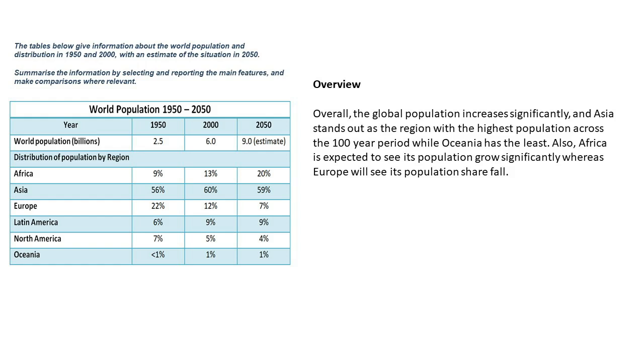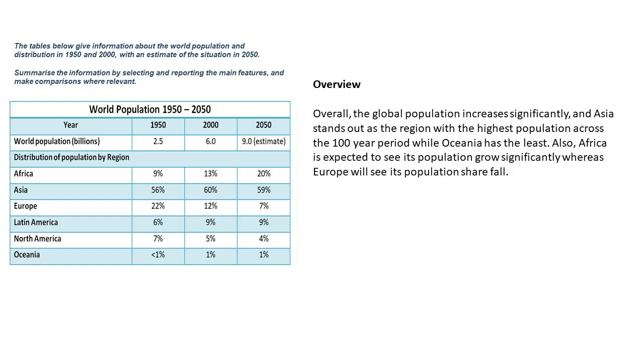Another main feature I saw was Europe drops by more than half, 22 to 7. That's pretty significant. And Africa increases by more than half, 9 to 20. So for me, I thought that was another main feature I needed to add. Also, Africa is expected to see its population grow significantly, whereas Europe will see its population share fall.